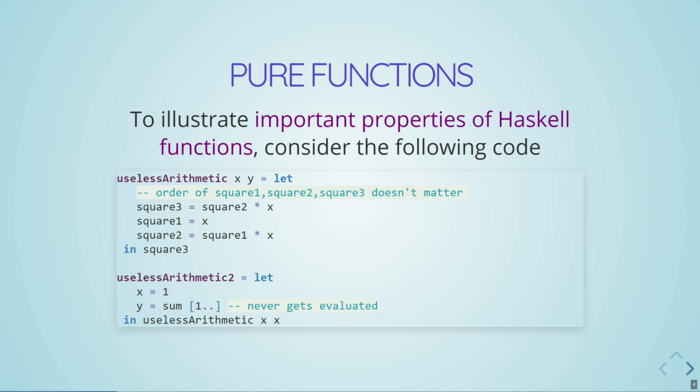Similarly, let's look at useless arithmetic 2 here. We have two local variables, x and y. And y takes the sum of what's actually an infinite list. Then I call useless arithmetic on it with x as the two inputs, and I never ever use y. Because I never use y, it just never gets evaluated.